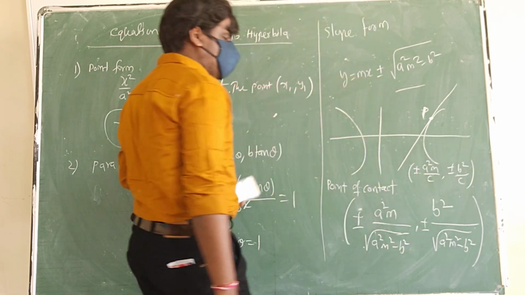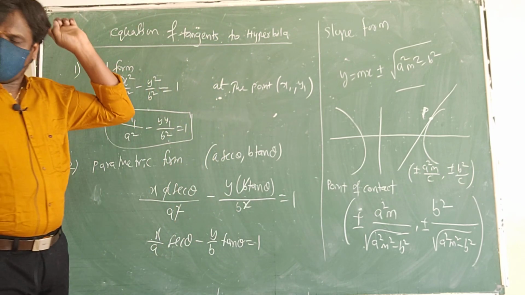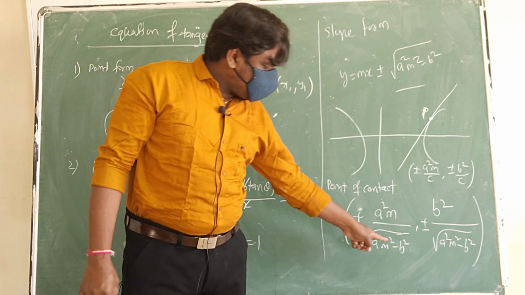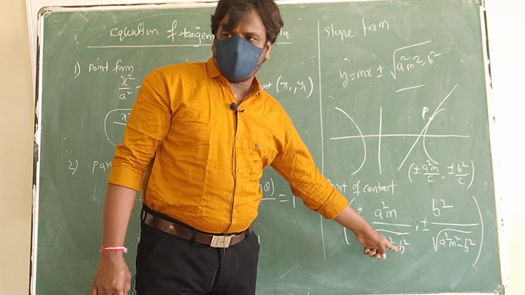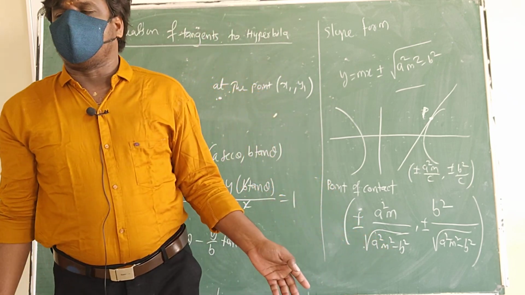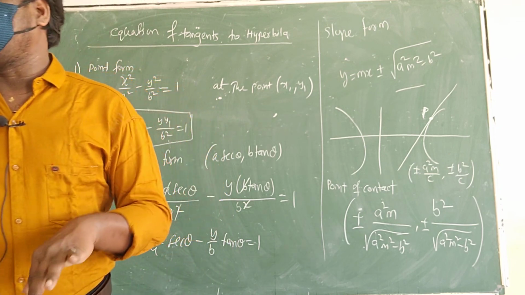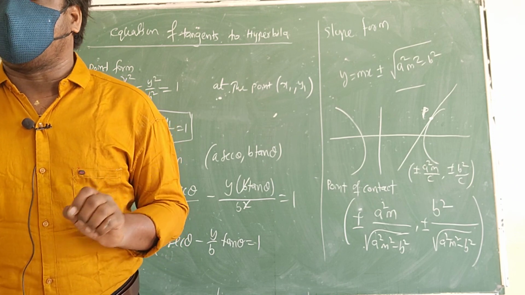The c value you know, no? Same thing you can see in the ellipse also, but in the ellipse you get plus here and plus here, while in the hyperbola you get minus. That is the only difference. So if you know the ellipse, you know the hyperbola. The formulas will be the same, only the minus symbol changes.